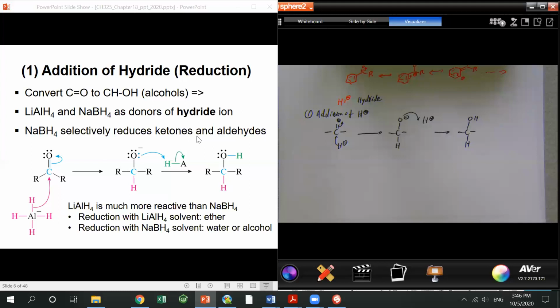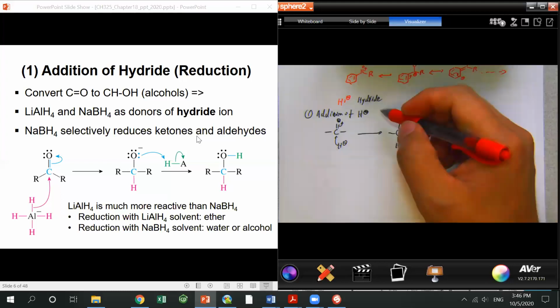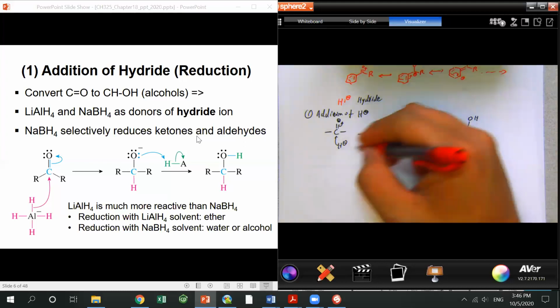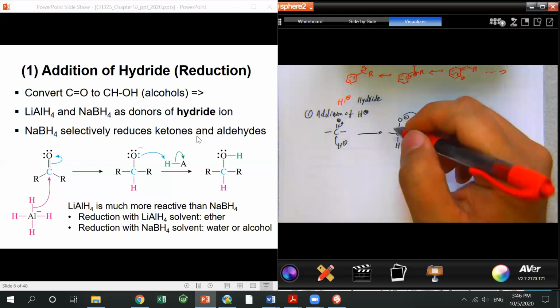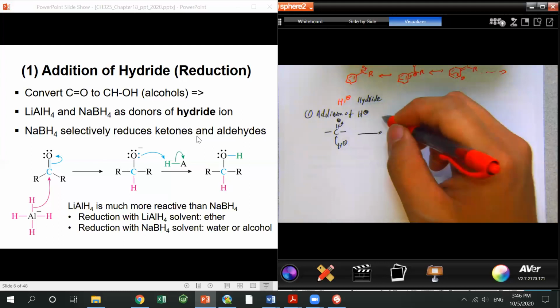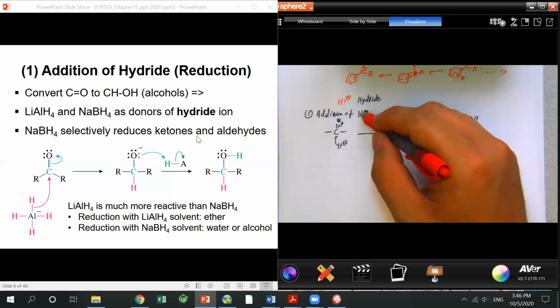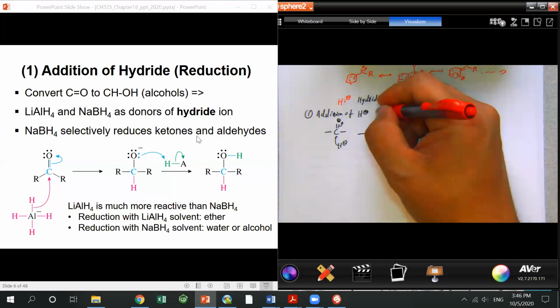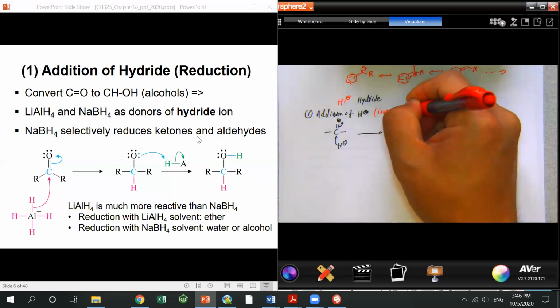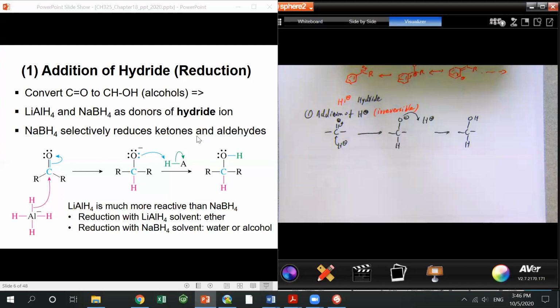One thing please write down: because hydride is a very strong nucleophile, this reaction is normally done under basic or neutral conditions. You cannot use acid conditions, because acid will react with hydride. This reaction is basic and also irreversible.